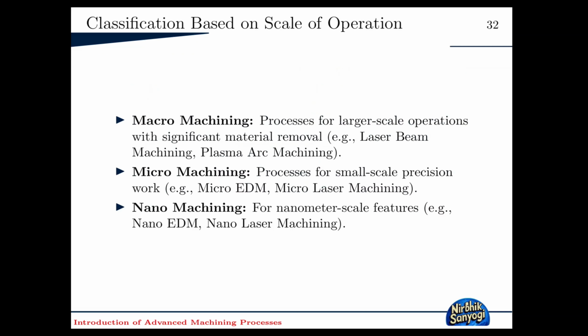So, classification based on scale of operation. Here we have micro feature, macro, micro, and nano. Macro machining processes are for larger scale operations with significant material removal, like laser beam machining and plasma arc machining. These machines offer a high material removal rate, so that's why they are used for large scale operation, and are good for macro machining.